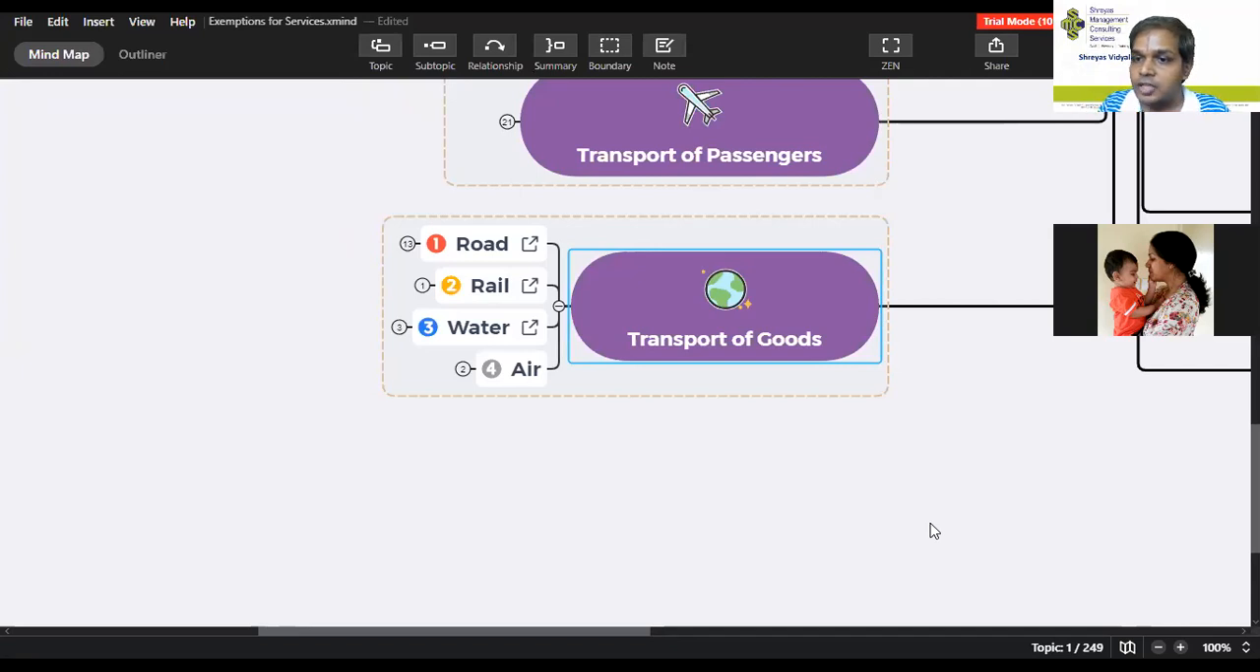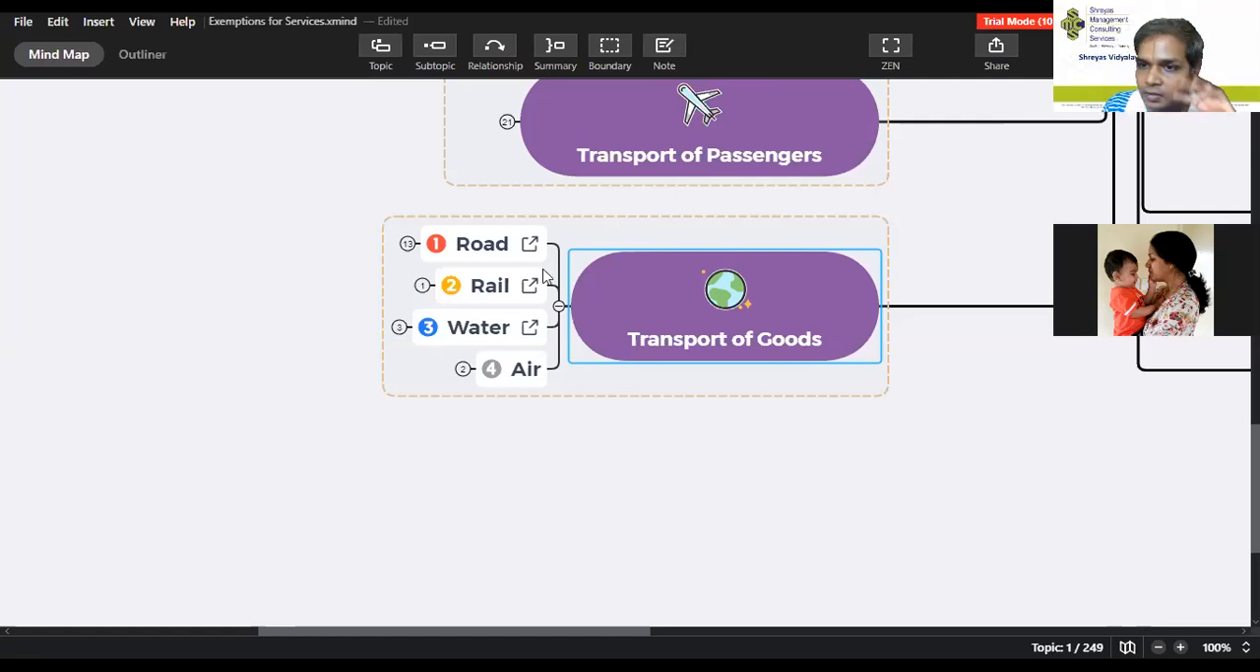And somebody would have transported, like say some of you might be from outstation. When you want to settle or move from one place to another, you would have carried your vehicle, or you would have carried your cycle along with the bus in which you traveled. So there are various ways you can transport the goods from one location to another on road.